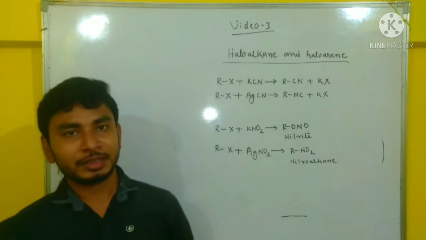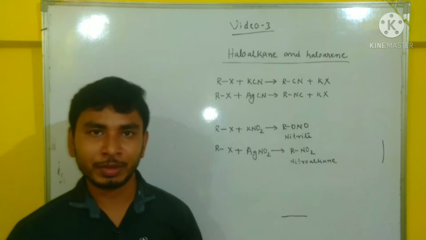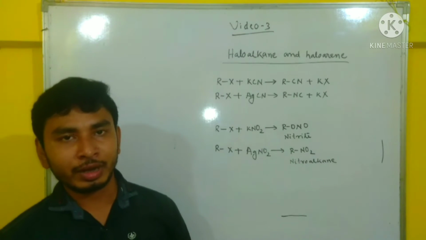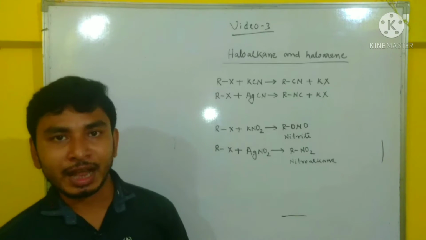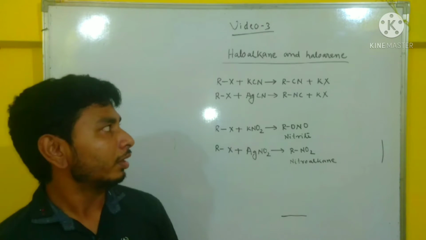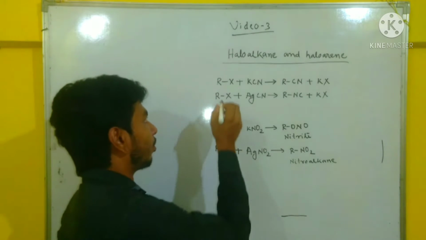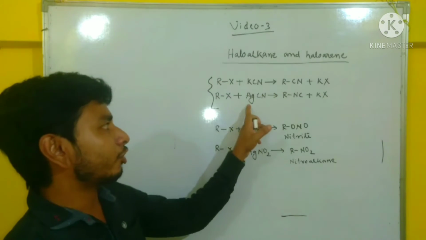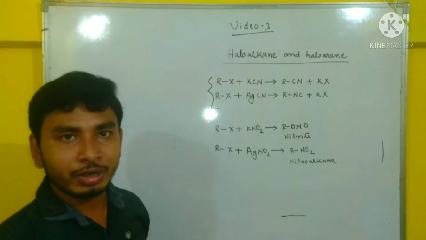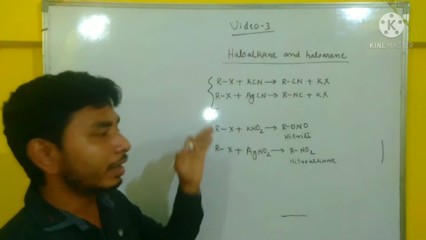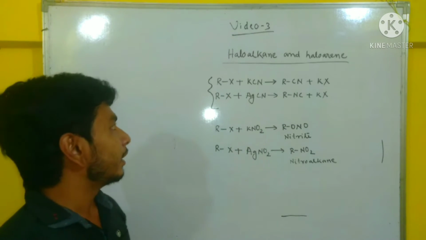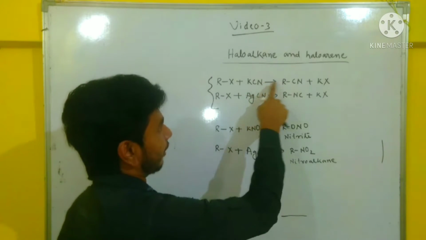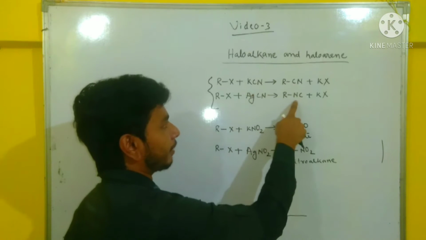So hello students, this is the third video class of the chapter haloalkane and haloarene. In our last class we discussed some reactions. One is the reaction with KCN and the other is the reaction with AgCN. These reactions we have already discussed in the last class. So look at these two reactions. KCN gives the cyanide and AgCN gives the isocyanide.